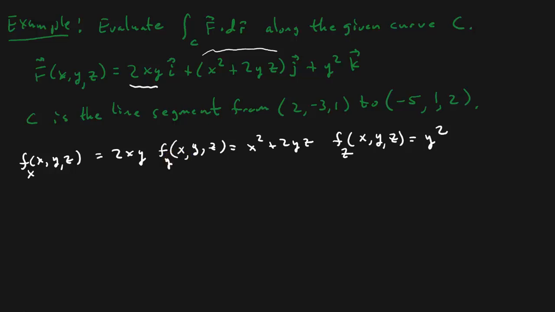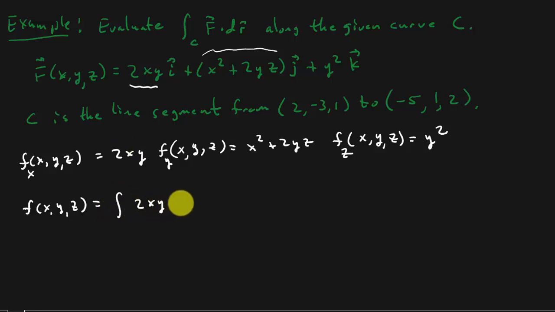Okay. All right. So we've got f of x, y, z is equal to, so what I'm going to do is integrate the 2xy with respect to x. Okay, integrate it with respect to x. And so this is just going to be what? x squared y, right? Yeah, x squared y plus our constant. Well, what is our constant?